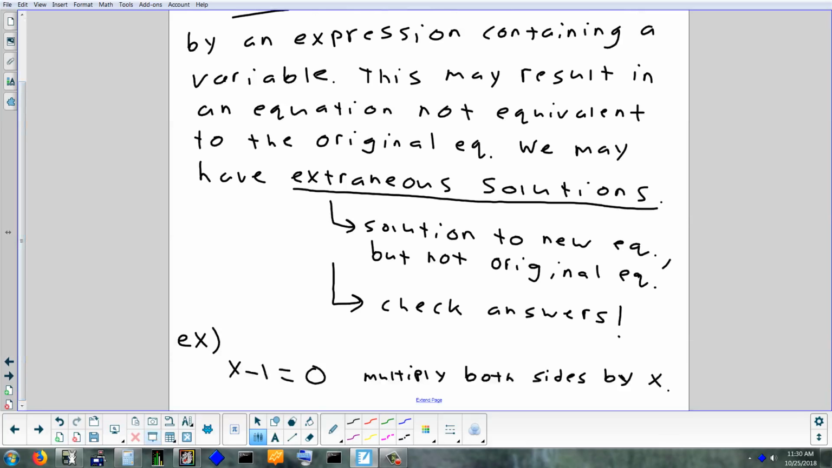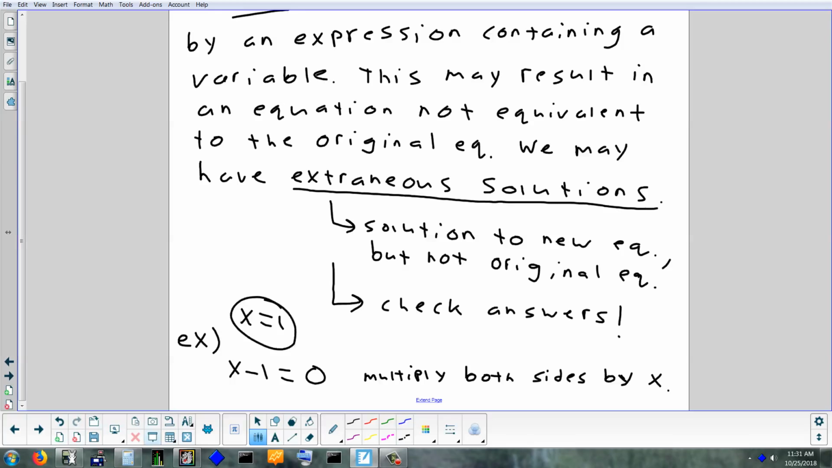So let's look at that equation, x minus 1 equals 0. Before I do anything, can someone tell me just what the answer to that would be? 1. Does anyone think that there is another answer besides 1? No. So we all agree the only answer to this problem is 1.